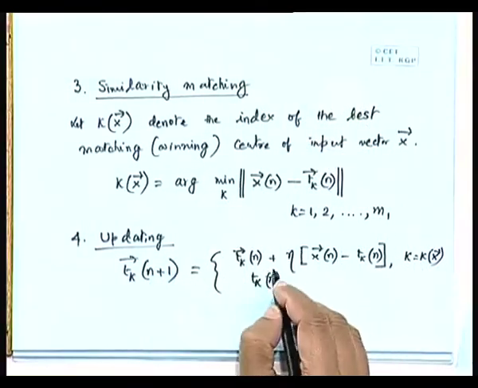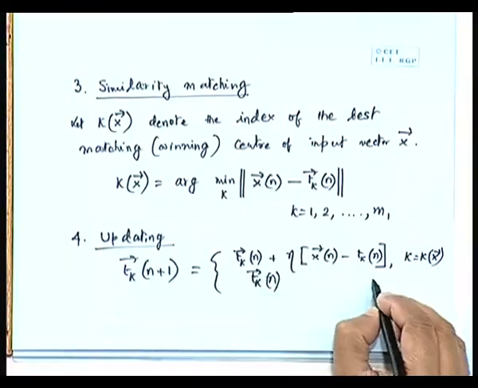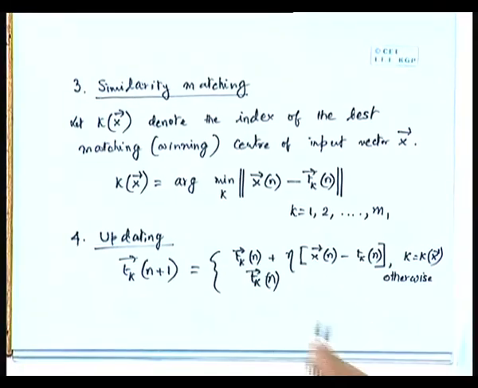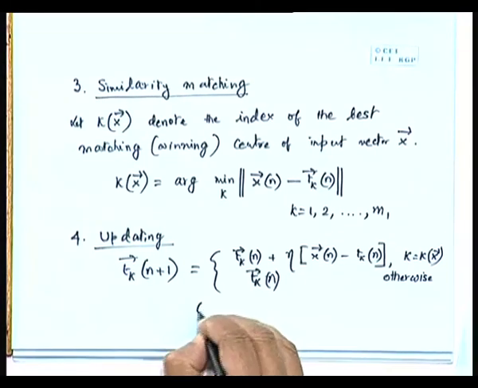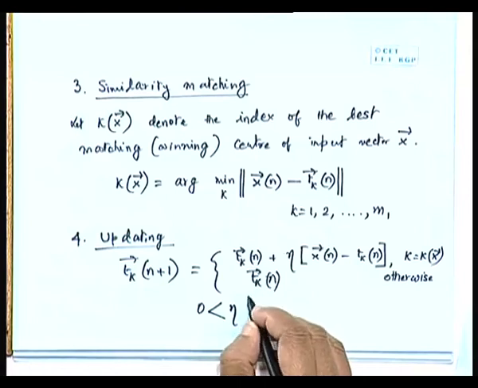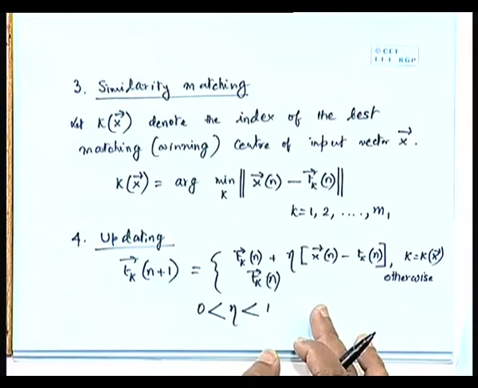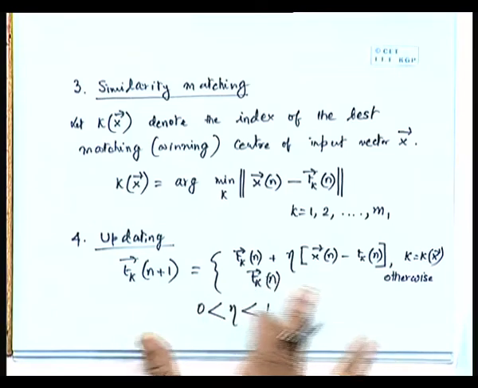Otherwise, the centers remain the same, so in that case Tk(n+1) will be Tk(n). And as before, we have to choose some learning rate eta, which lies between 0 and 1. So this is the fourth step, which is the updating, but mind you, we have done the updating for only one pattern.